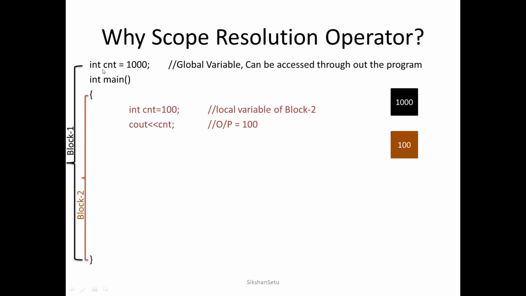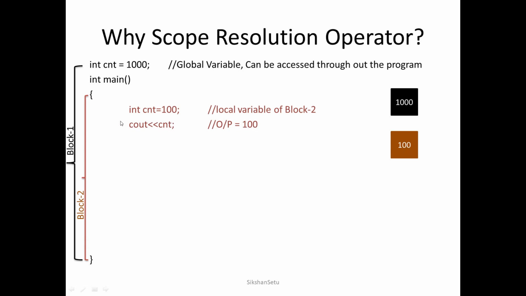So one global variable exists, so in memory we have a value 1000 with a memory block, and another memory block is also created with value 100. This is your global variable, this is your local variable, but this is local to the main function.